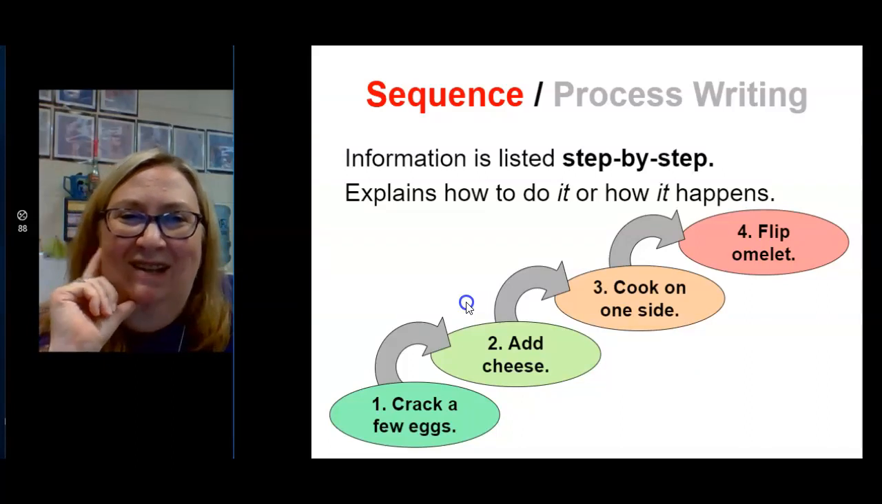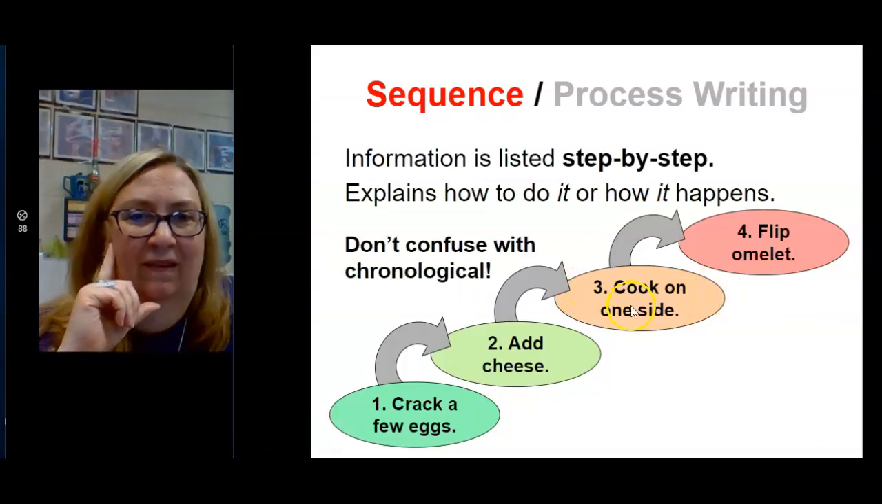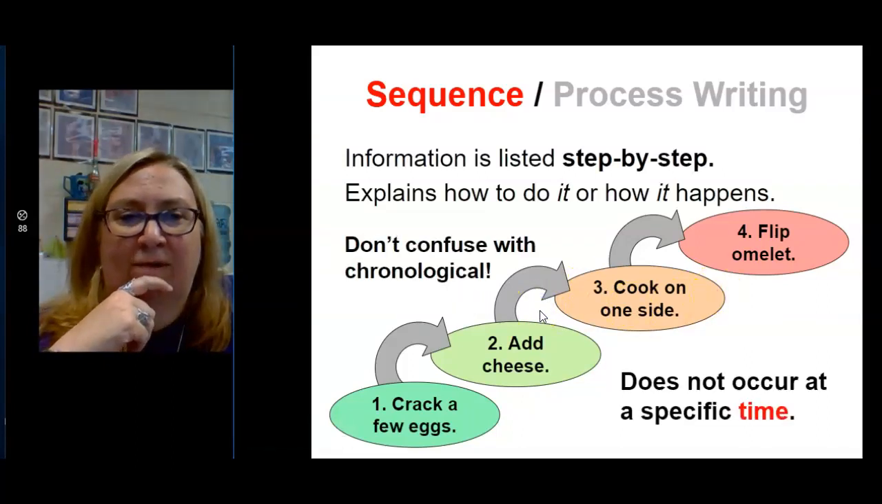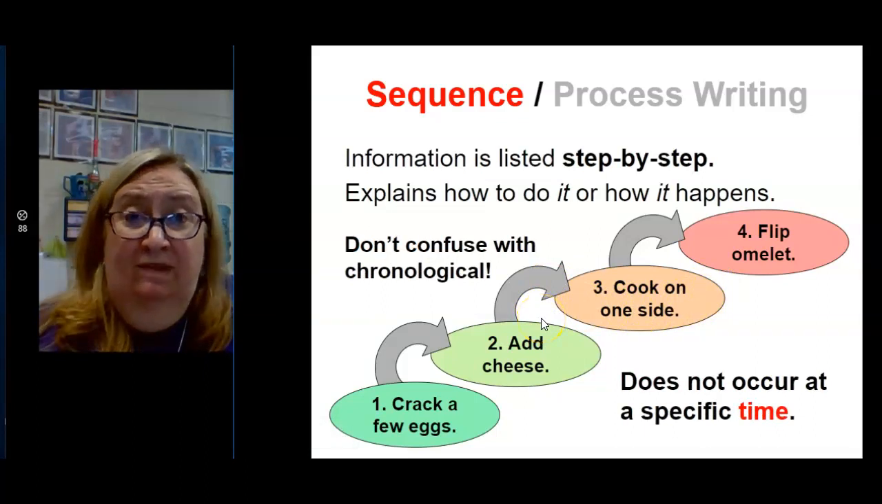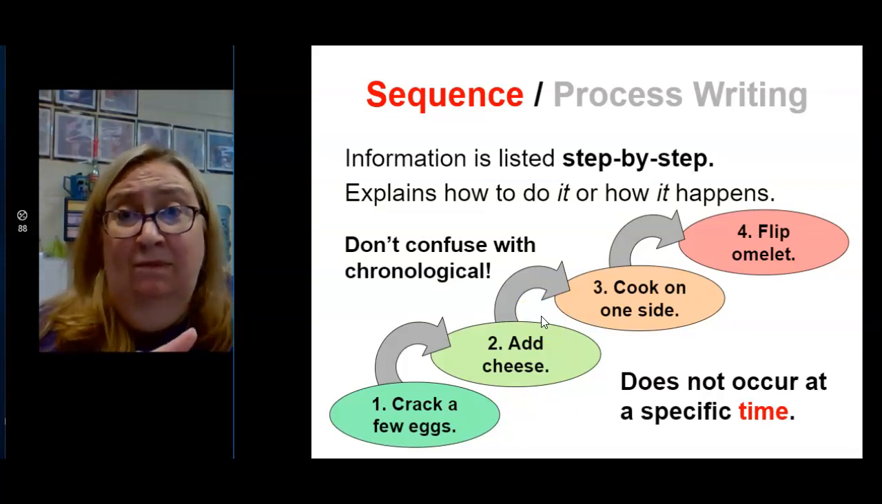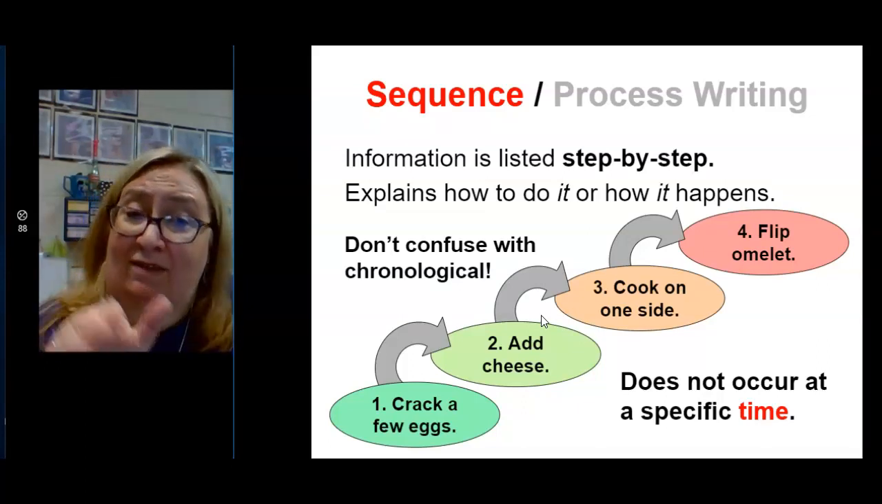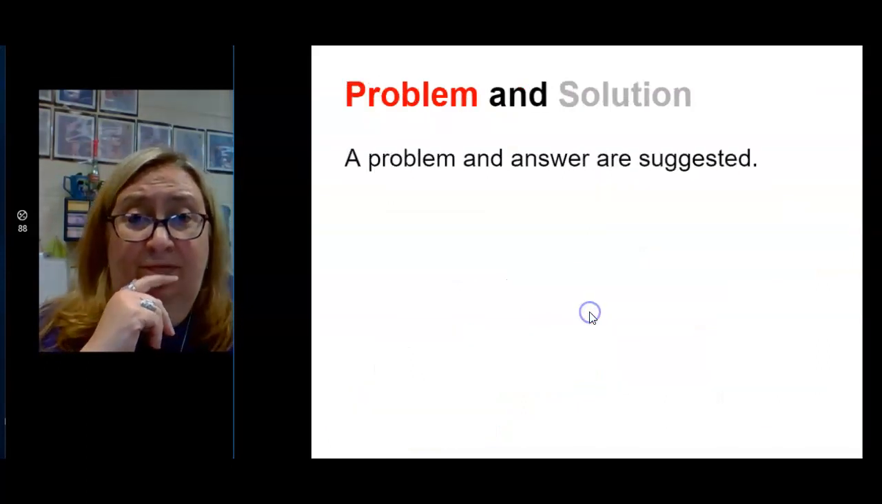All right, let's see what's next. We just talked about this. This does not occur at a specific time. Your chronological order does occur at a specific time. You're telling about a specific time. Sequence can happen anytime. I can make an omelet anytime. And anytime I make it, these will be the steps that I follow.